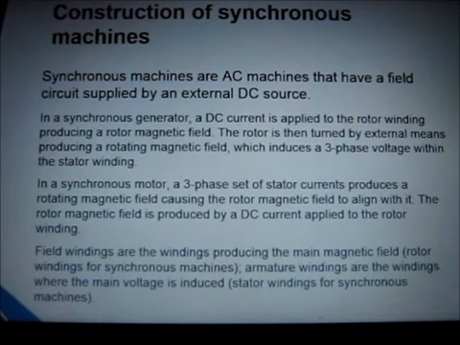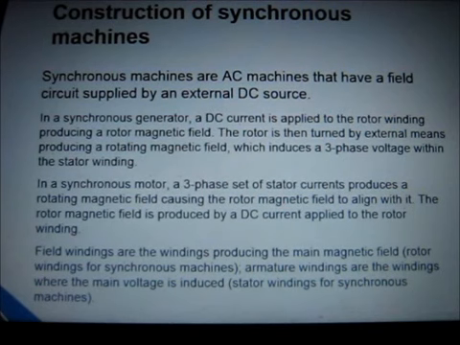Next, coming to the construction part, it is quite theoretical, so we have to keep patience. This is all about the construction of a synchronous machine. It is not particularly for the generator or a motor. We first deal with the basics of the synchronous machine.